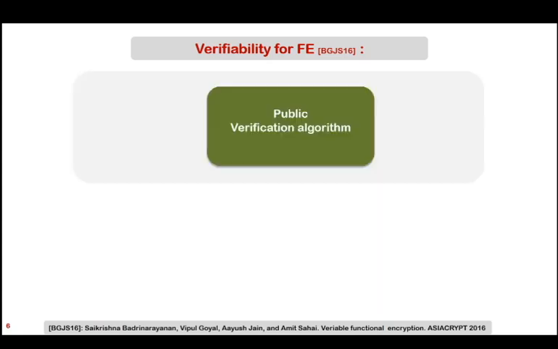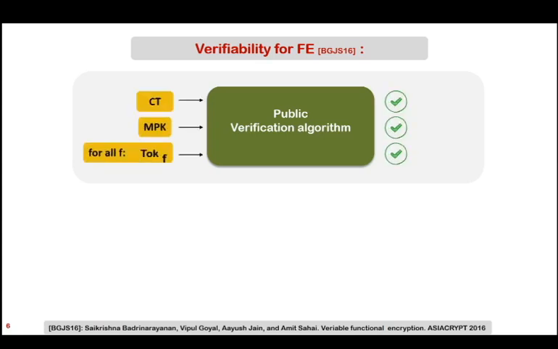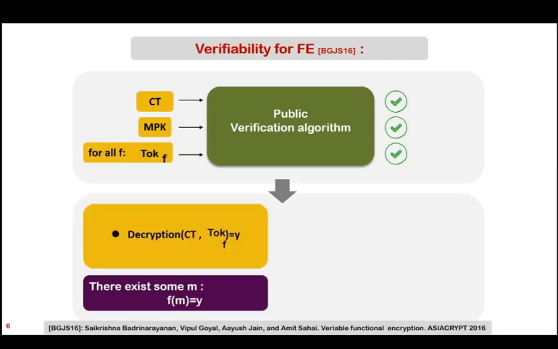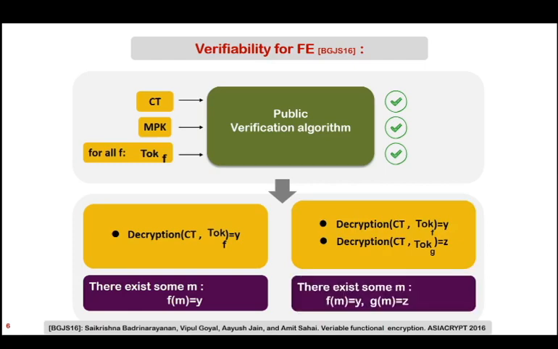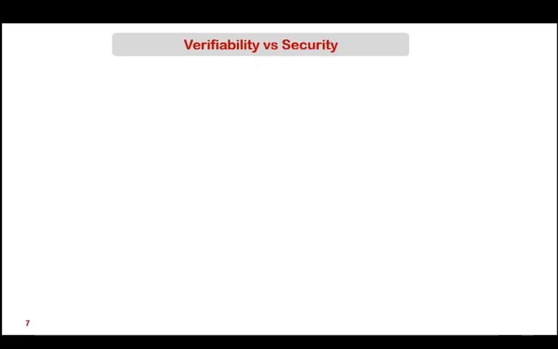So the concept of verifiability says something like this: if in some FE, we have some public verification algorithm such that if some string like ciphertext, master public key, and the token pass this public verification procedure, then for every output Y of the decryption algorithm, there exists some message M such that F of M is equal to Y. And also if we have two different tokens for functions f and g, then there exists a message m such that f of m is equal to y and g of m is equal to z. Just note that we use the same ciphertext for both of these decryption algorithms. We will give a formal definition for verifiability later on in IPE scheme.